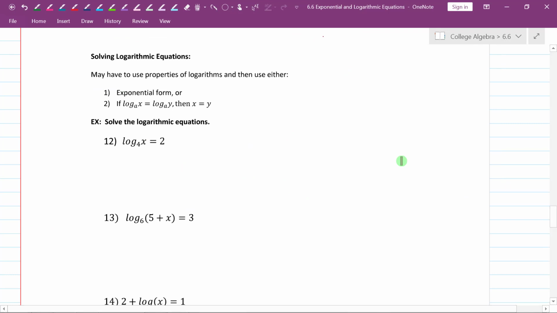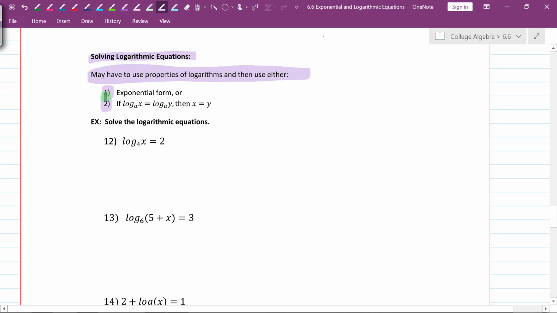Moving along to our next concept. Solving logarithmic equations. You may have to use the properties for logarithms and then use either the exponential form or our property of conversion from log base a of x equals log base a of y, which then means x must equal y, because we're taking the log base a of the same thing. So either one of those we're going to have to use.